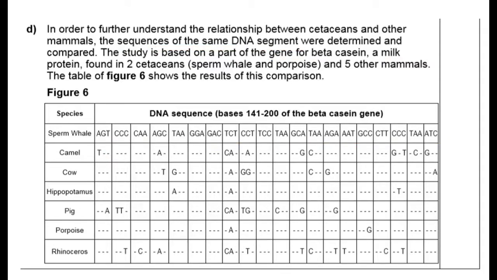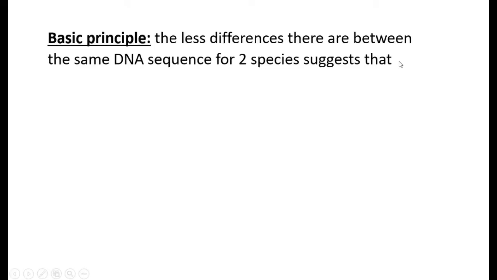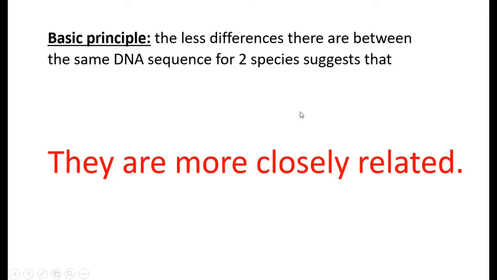If we take the example between the sperm whale and the camel, there are 1, 2, 3, 4, 5, 6, 7, 8, 9, 10, 11. These two sequences have 11 differences. 11 nucleotides are different. Just like for classic phylogenetic trees, we still have the same basic principle. In this case, the fewer differences there are between the same DNA sequences for two species suggests that they are more closely related. If the DNA sequences are more similar, then they are more closely related.